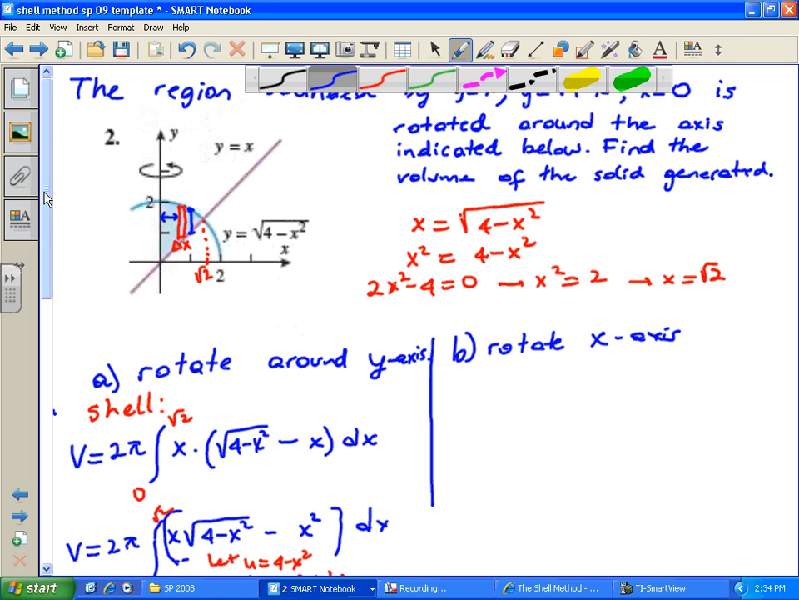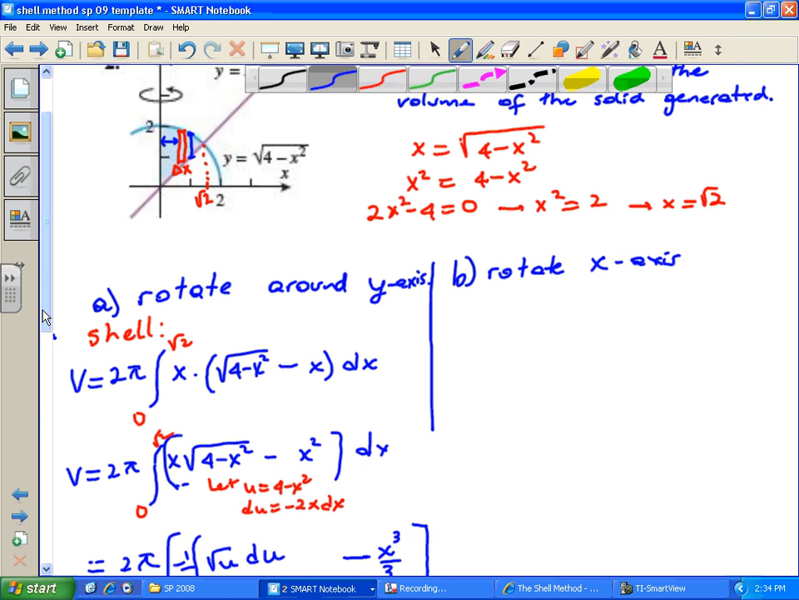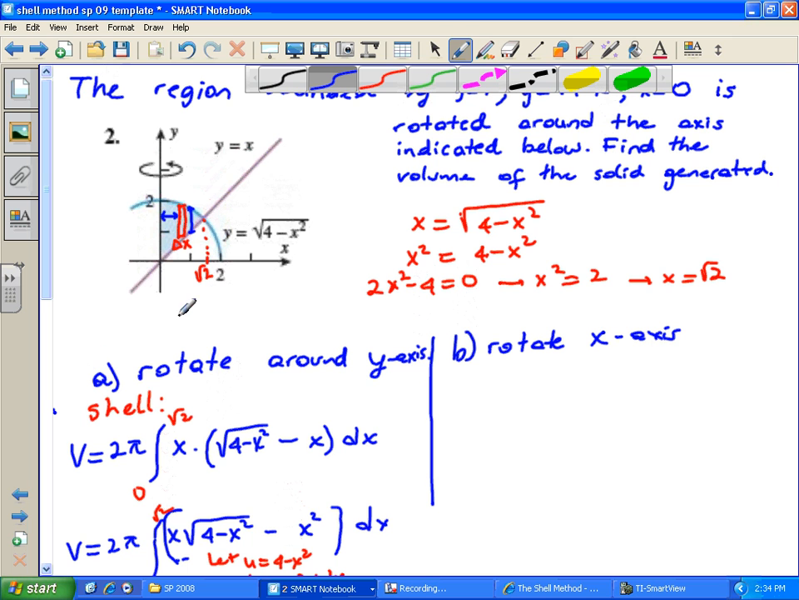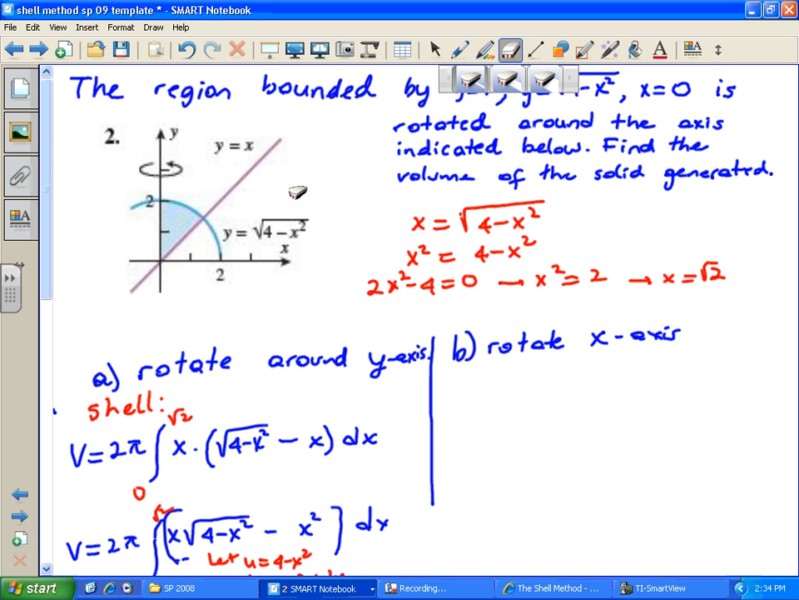Okay, let me do the rotation around the x-axis elsewhere. Actually, that would be a lot easier, so I might as well try to squeeze it right in there. Okay, this time, once again, we have no choice but select our rectangle this way with a thickness delta x. But now we're going around the x-axis, so we're going to be using the washer method.